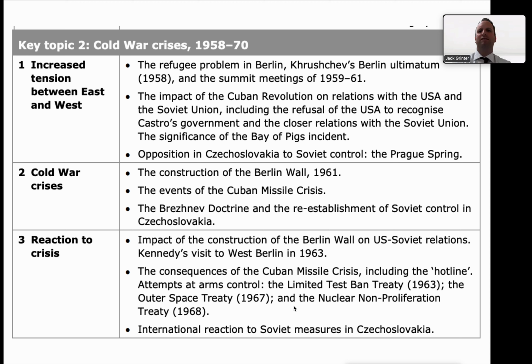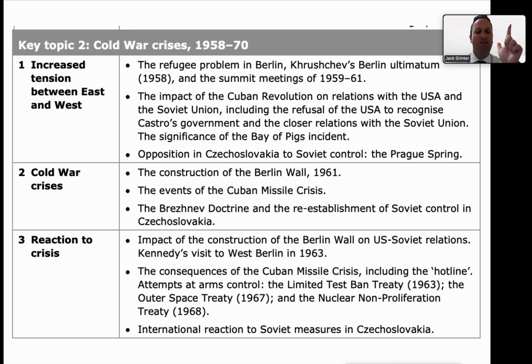Key Topic 1 is looking from the years 1941 up until 1958, and with that, there are a lot of different smaller things you have to know about. Well, with Key Topic 2, there are 3 areas you've got to know about. You've got to know about the Berlin crisis with the building of the Berlin Wall in the late 1950s, early 1960s. So that's the first area of Key Topic 2.